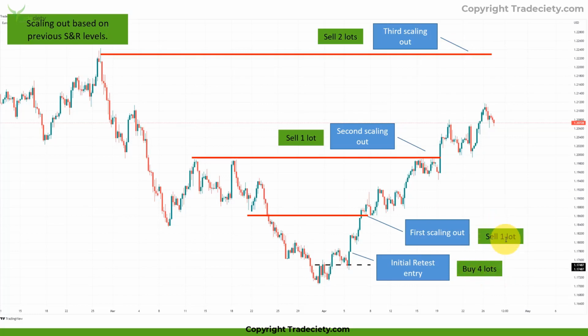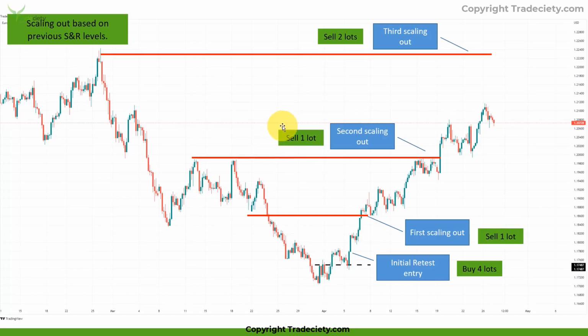You scale out slowly first, or you scale out big first, and then have a little position running, and you just keep an open-ended target and hope to catch the big trend. But you don't have to worry, because you already have secured some of the profits because you have exited a little bit. And of course, is it good?